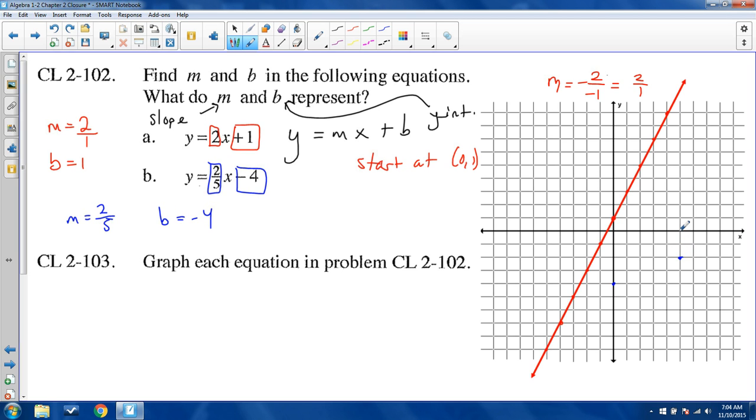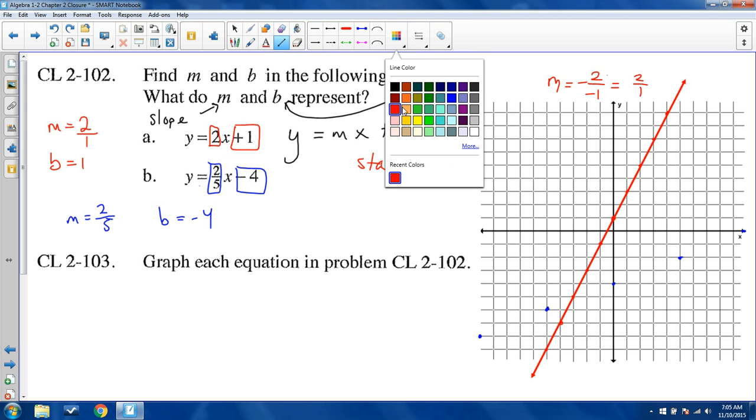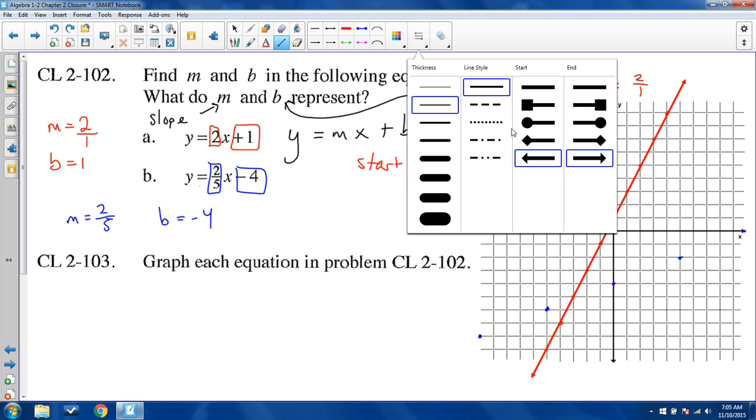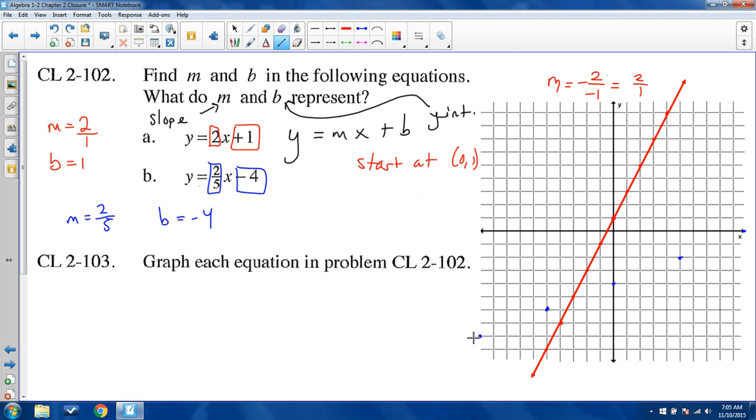Kind of already running out of room. Go up 2, go over 5. Okay, and same thing here. If I go down 2 and go to the left 5, I will still have a positive slope, and I will still be going on my desired path. That line right there. So let's go ahead and draw that line there. All right, make sure you have arrows on both ends, and there are your two lines.